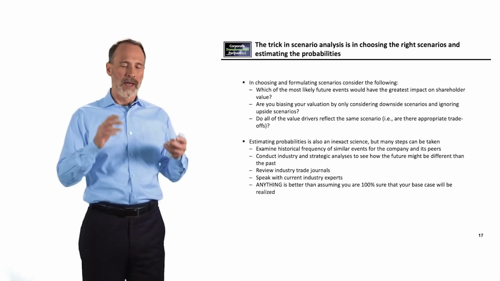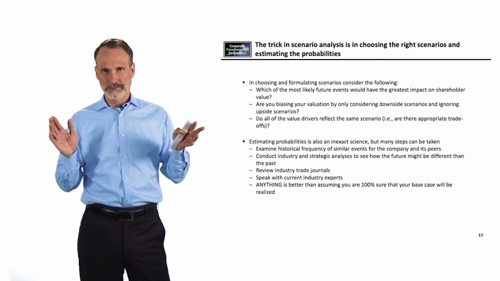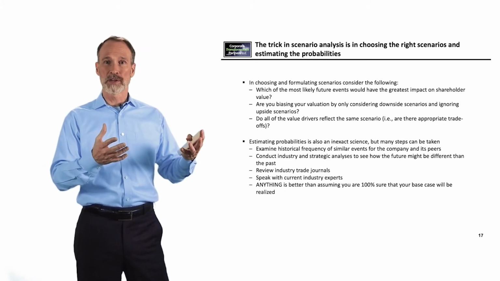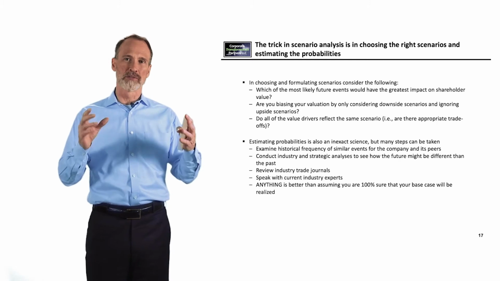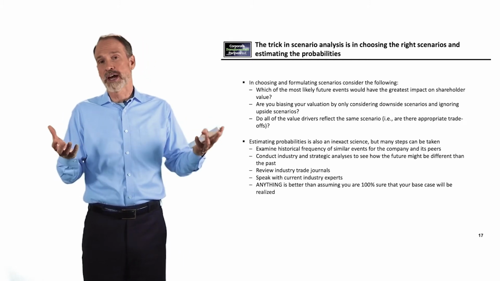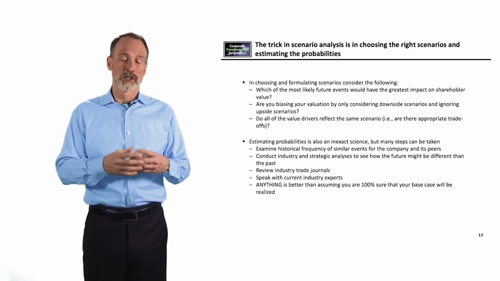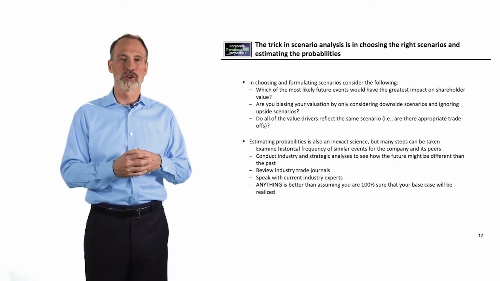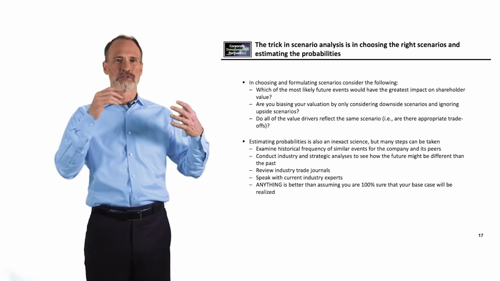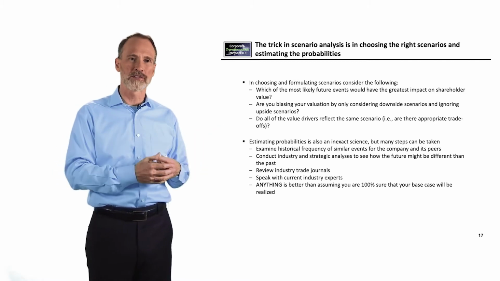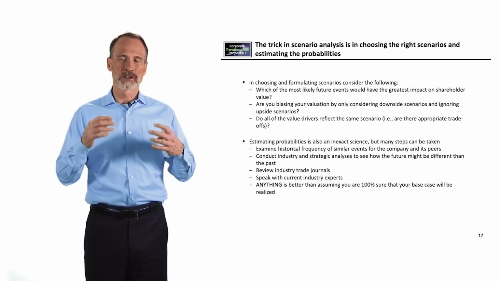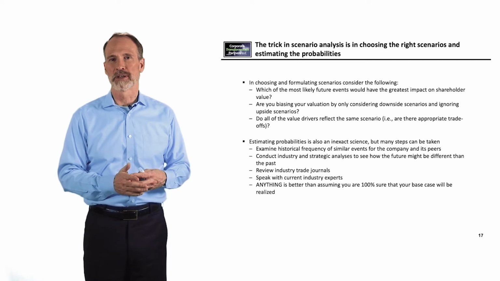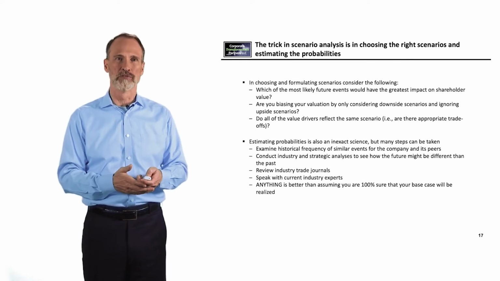Estimating probabilities can be a little bit tricky, but there are some things you can do. You can look at the historical occurrence of these events. For example, if you're trying to predict the probability of a new competitor entering the industry, simply look to how many have entered over the last 5 years. Then you might also ask yourself, why is it that the future might be different than the past? You can also review industry trade journals or speak with current industry experts. Pretty much anything is better than the extremely naive assumption of saying, we're 100% sure that this company is worth exactly $13.2 million. Again, pretty easy assumption to improve upon.